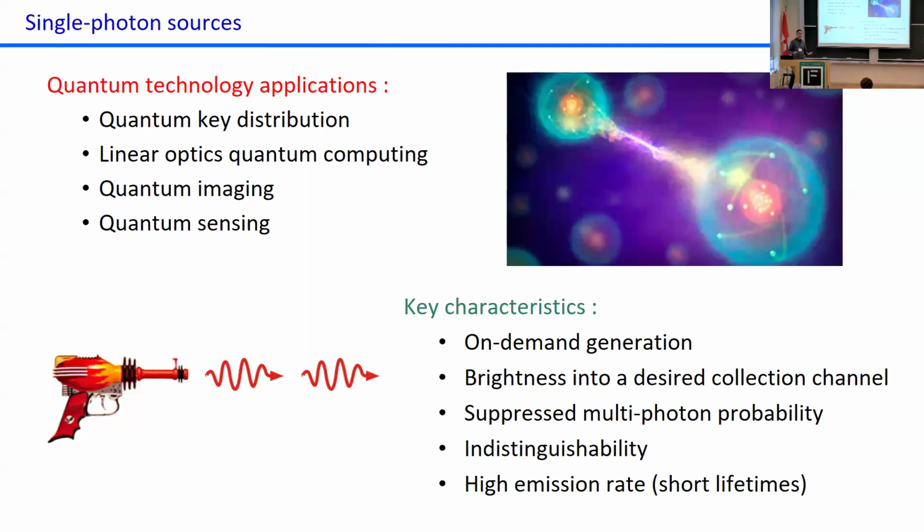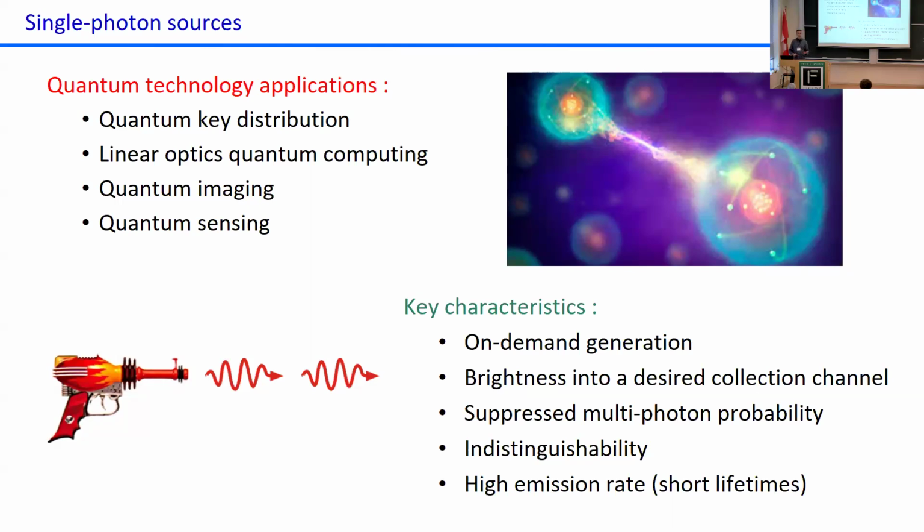And so for all this, if we want to have a reliable way of utilizing these quantum light sources, we need some key characteristics, which include on-demand generation. So we would like a system that will emit a single photon every time it's triggered. And we want to be able to control the brightness into a desired collection channel. So we want to be able to guide the light into a specific optical mode. We want to make sure that every time we trigger our source, we get one and only one photon. So we want to suppress multi-photon probability in the emission process. And for certain protocols, we also want the light to be indistinguishable. So we want all photons to be identical in all their parameters.